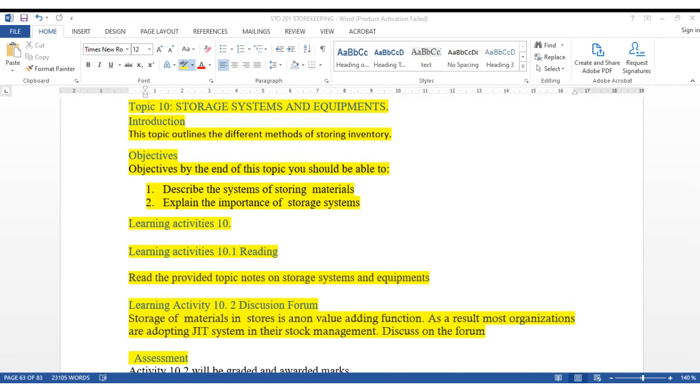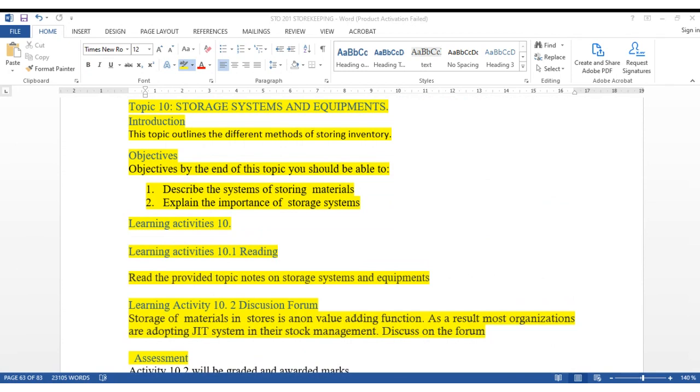This topic is an essential topic in storekeeping because it deals with aspects of storage that are very important and necessary, and that is the equipment and the systems used. The objective, as far as this topic is concerned, is to describe those systems of storing materials and explain their importance. And also we look at the various equipment that we can use in a storehouse.